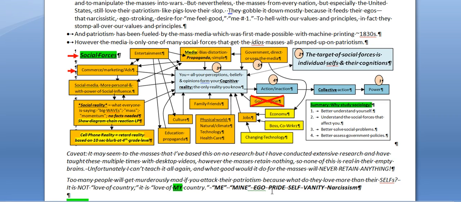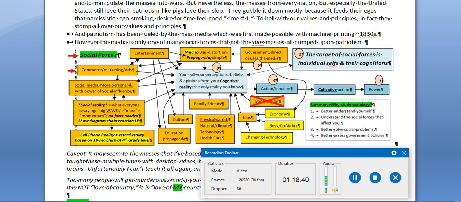It's me, mine, ego, pride, self, vanity, narcissism, excessive love of self. It's all ego stroking bullshit. Ego masturbation. Blow all your firecrackers on the 4th of July. Ego masturbation. Biggest problem, though, it manipulates population into wars. Everyone thinks that all our wars are good patriotic wars. They don't know shit. And that's just the way it is.